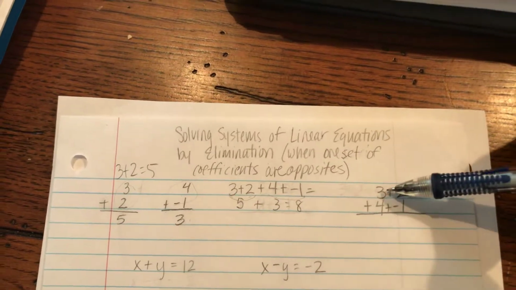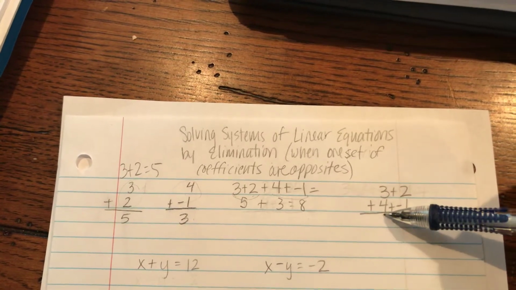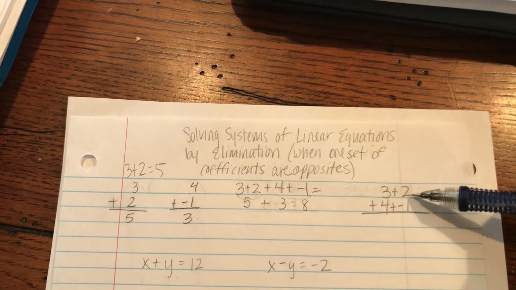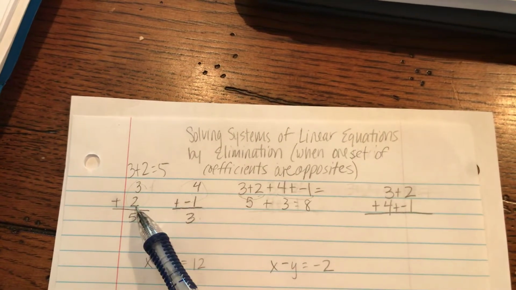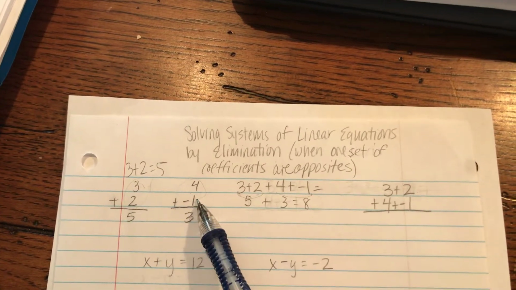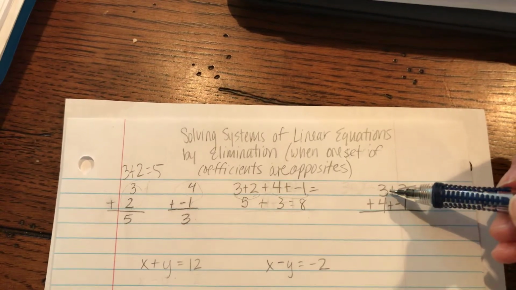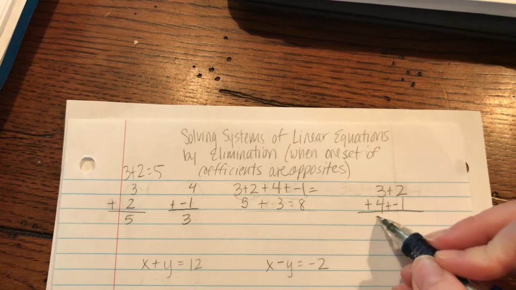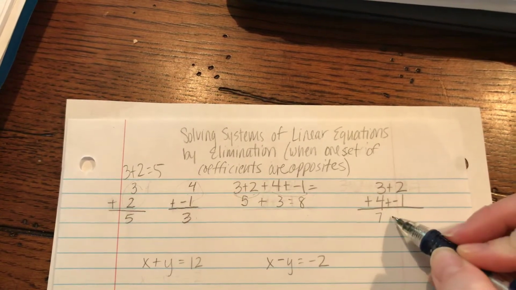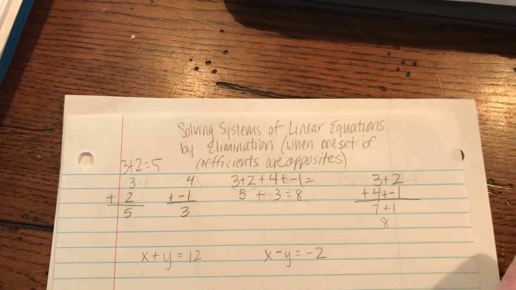One way we don't often see this combining of expressions is vertically, but we could do it that way too. So I can take the 3 plus 2 and write it horizontally, and I can take the 4 plus negative 1 and write that horizontally. So here is the first expression that I had. Here is the second expression that I had. And I can add them piece by piece. 3 plus 4 is 7. 2 plus negative 1 is positive 1. 7 plus 1 is 8. So I get the same answer either way.